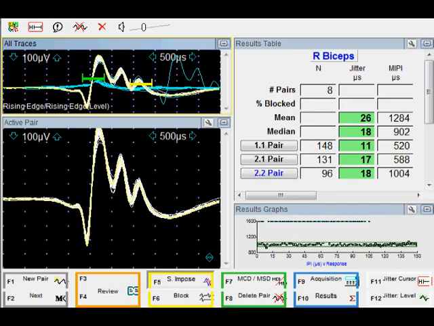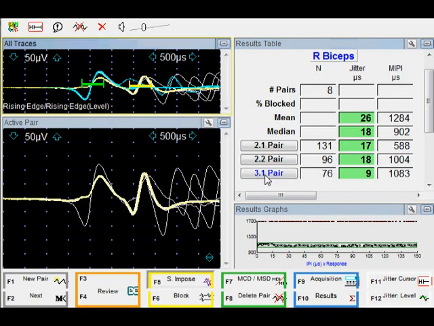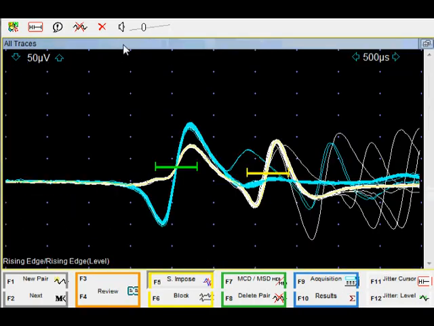Let's analyze the third site. I'm going to scroll into the table, select 3.1. This is a very interesting recording. I'm going to maximize the window. This is my trigger level as indicated by the green bar.